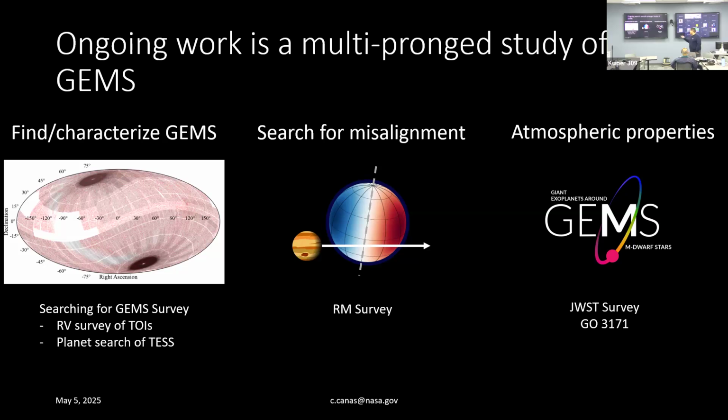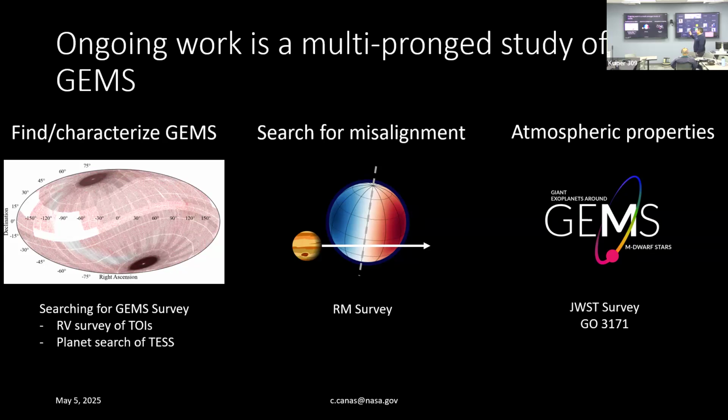I'll briefly mention our search for any misalignment. This is through MurinX. We have an active program this cycle where we just observed the first RM observation of a mid-M dwarf with a gas giant. So that's really exciting for us.